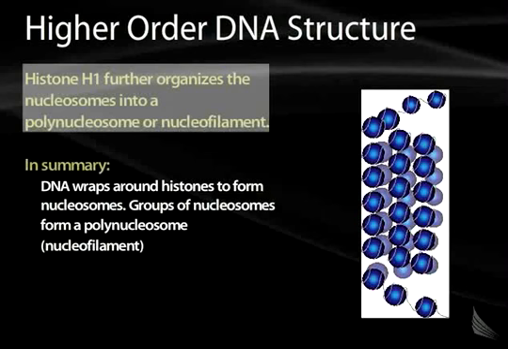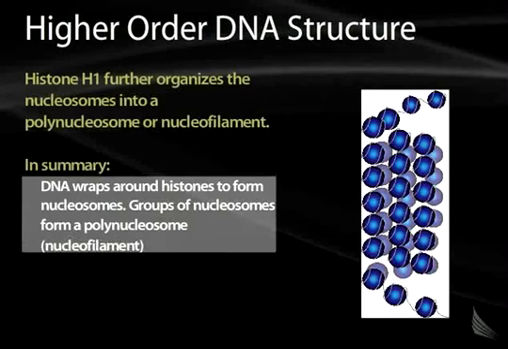Now, histone H1, which binds to that 55 base pair spacer, further organizes these nucleosomes into a polynucleosome or a nucleofilament, similar to what you see to the right of this figure here. So the DNA wraps around the histones to form nucleosomes, and then groups of nucleosomes form a polynucleosome or a nucleofilament. And this allows the DNA to be compacted and condensed so that it can fit into this small 10 micrometer nucleus.